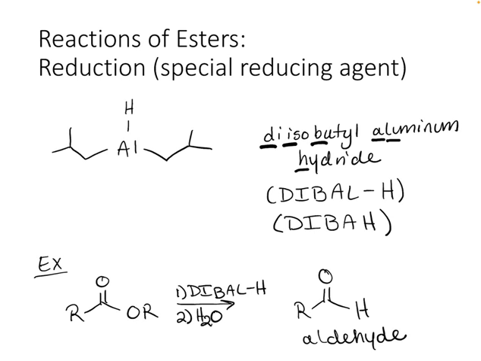So if you ever need to turn an ester into an aldehyde in one of your syntheses, or just ever in general, you would use this diisobutyl aluminum hydride molecule.